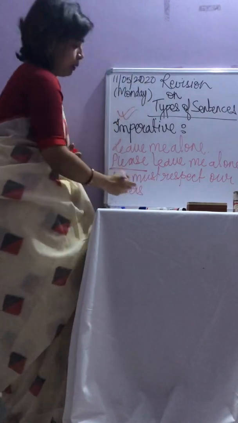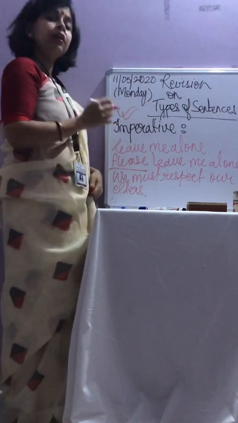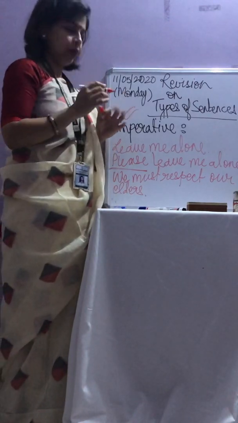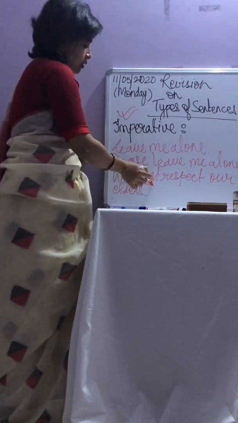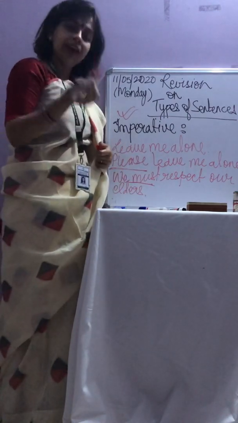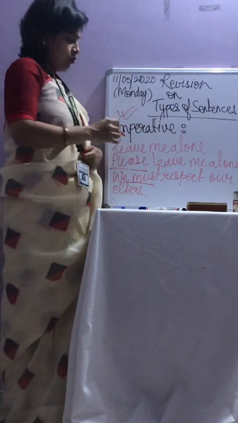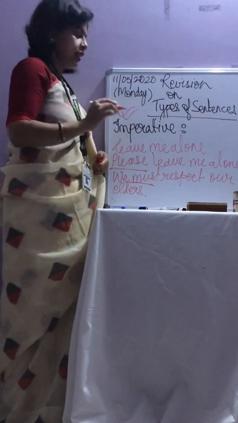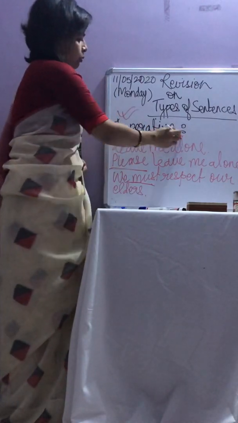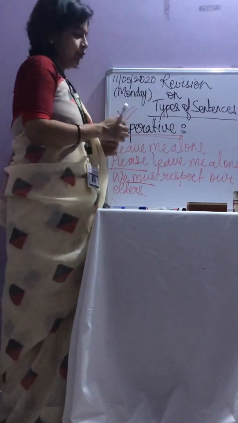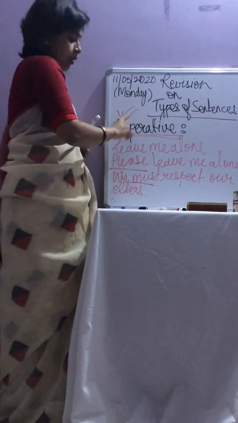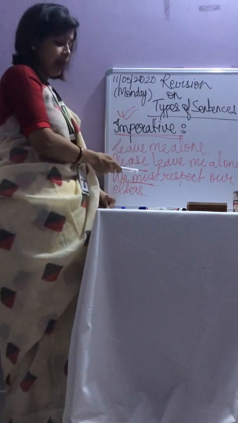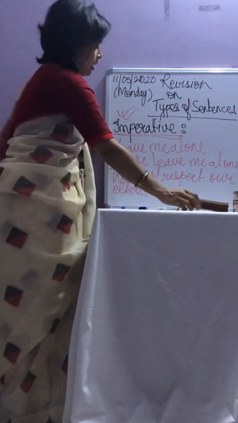We must respect our elders. Here it's like an advice, you must do this. Whenever this entire thing comes up, it means you are advising something to somebody. So that becomes an advice, ADVICE, and it falls under imperative. Okay, imperative. So imperative are mainly of three types: command, request, advice. All right. Now the last one.